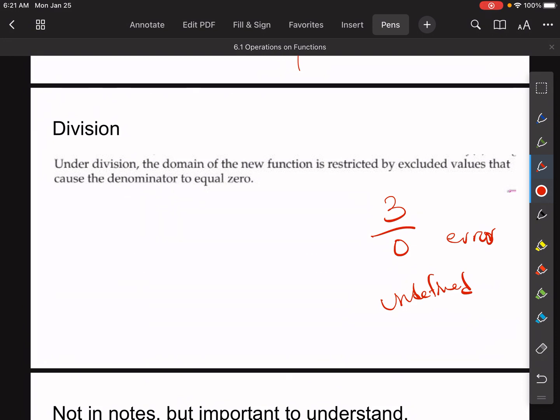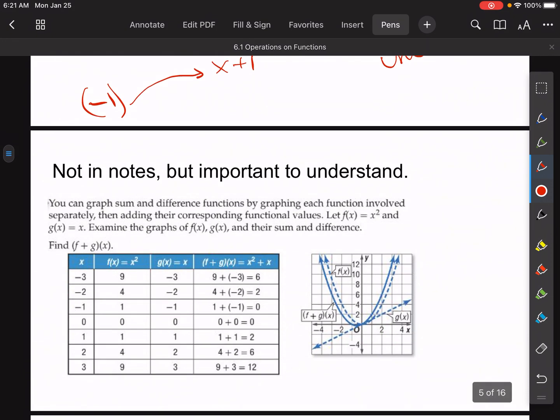If I had something like 3 over x plus 1, the one solution that would not work there would be negative 1, because if I plugged negative 1 in there, I would get 3 over 0. So I have to restrict the domain. I cannot allow a negative 1 into that particular problem. It says this is not in your notes, but it's important to understand. You can graph the sum and difference functions by graphing each function involved separately, then adding their corresponding functional values.